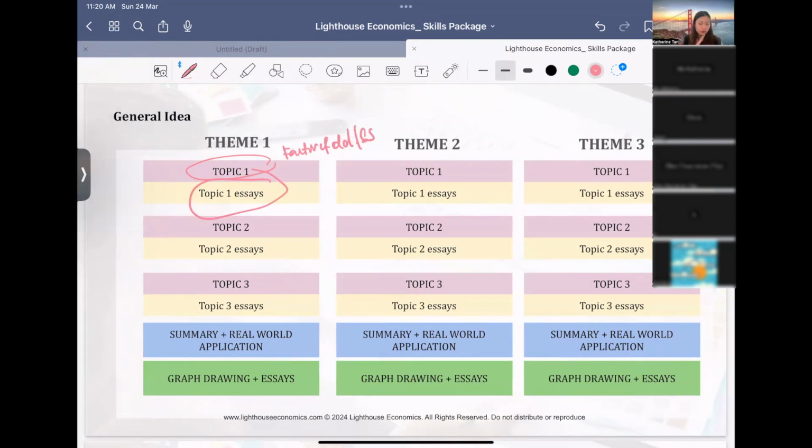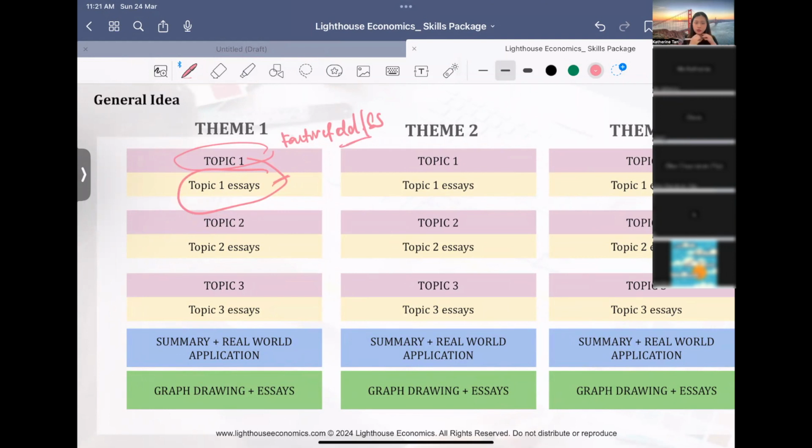Okay, you want to look for essays that relate to demand and supply, and then you practice those essays. Why essays? Because you need to know how to apply all of these things that you're studying in an exam context. So topic 1, you study essays. Then you look at topic 2, study essays. Topic 3, study essays. And then at the end of the theme, so maybe you spend 1 month studying the whole theme, the whole demand and supply chapter.